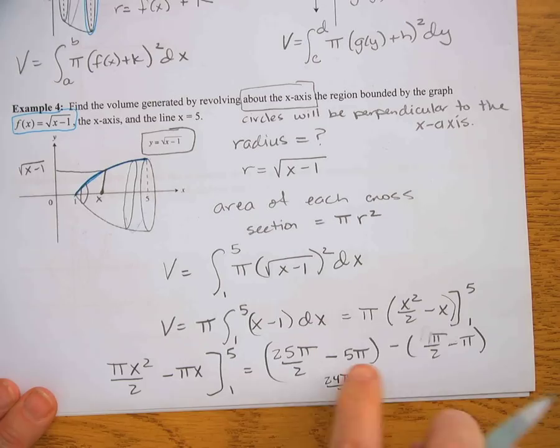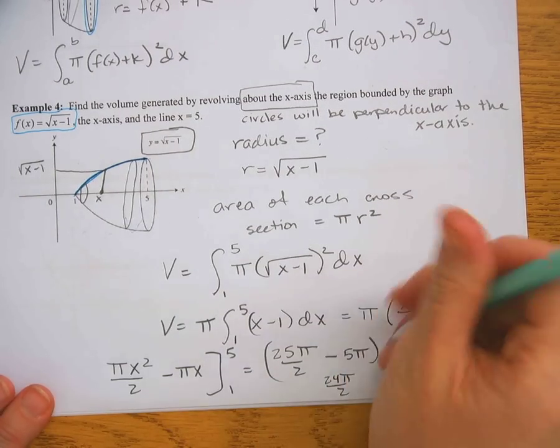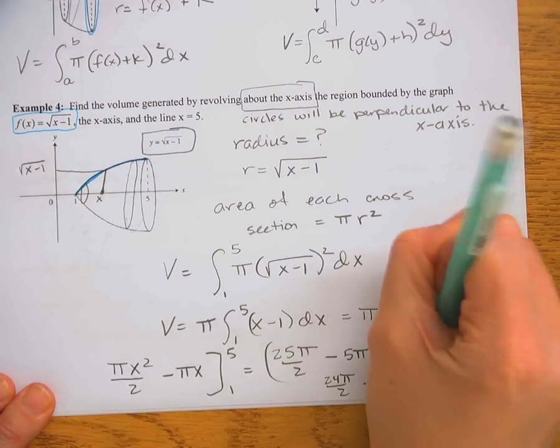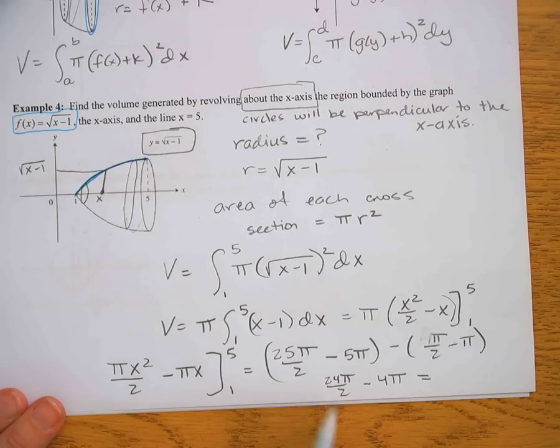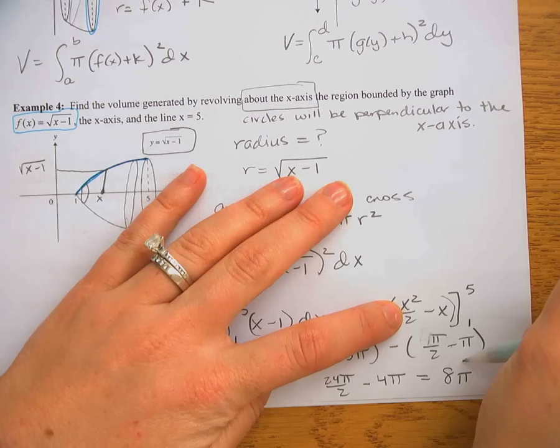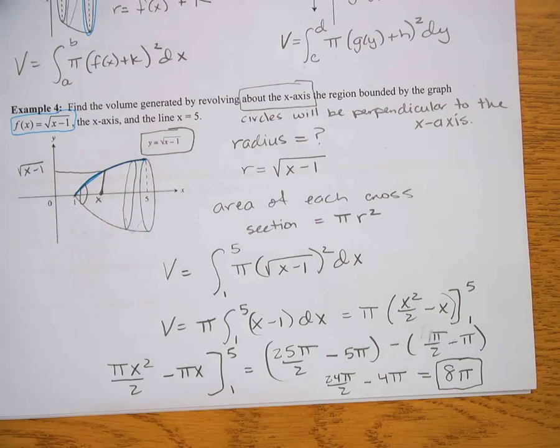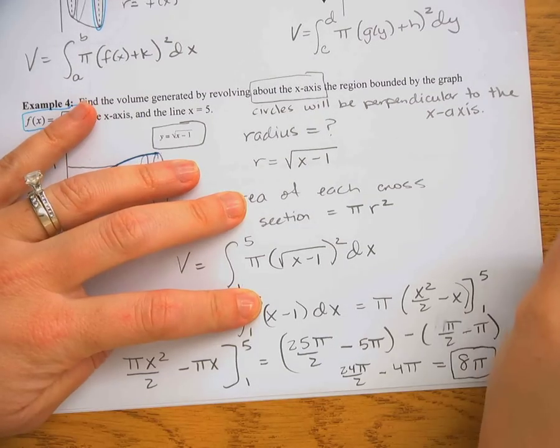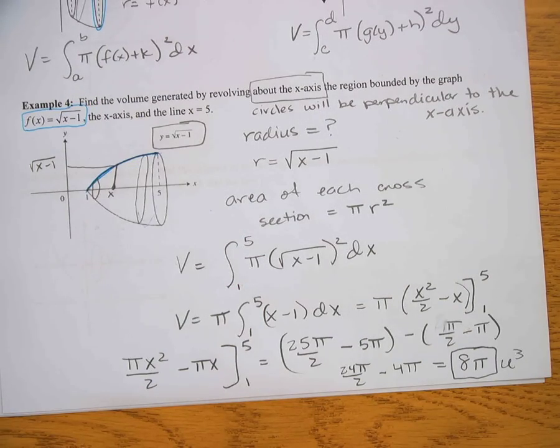Then I have negative 5 pi plus pi. That makes negative 4 pi. And then this becomes 12. So 12 pi minus 4 pi, and we get 8 pi. And that's our answer for example 4. And that would be in cubic units because we just found a 3-dimensional volume.